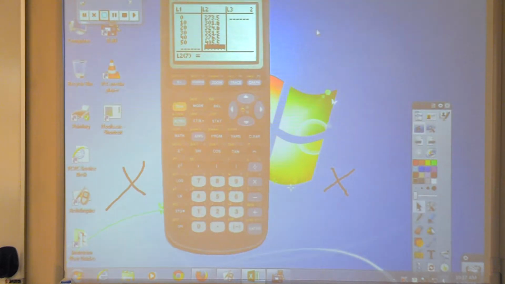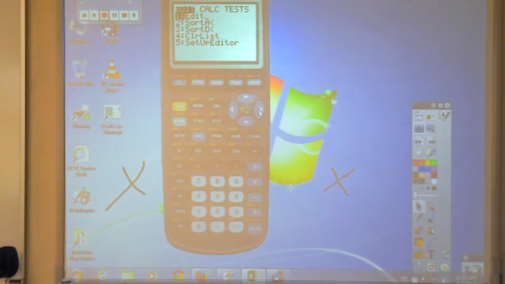Now, if you want to do a scatter plot, go to stat, calculate. Okay, that's not it. I'm sorry, second y is equal. Plot on, hit enter. You gotta go in and hit on. We want a scatter plot using L1 and L2. Everything's set. Hit enter. And graph.